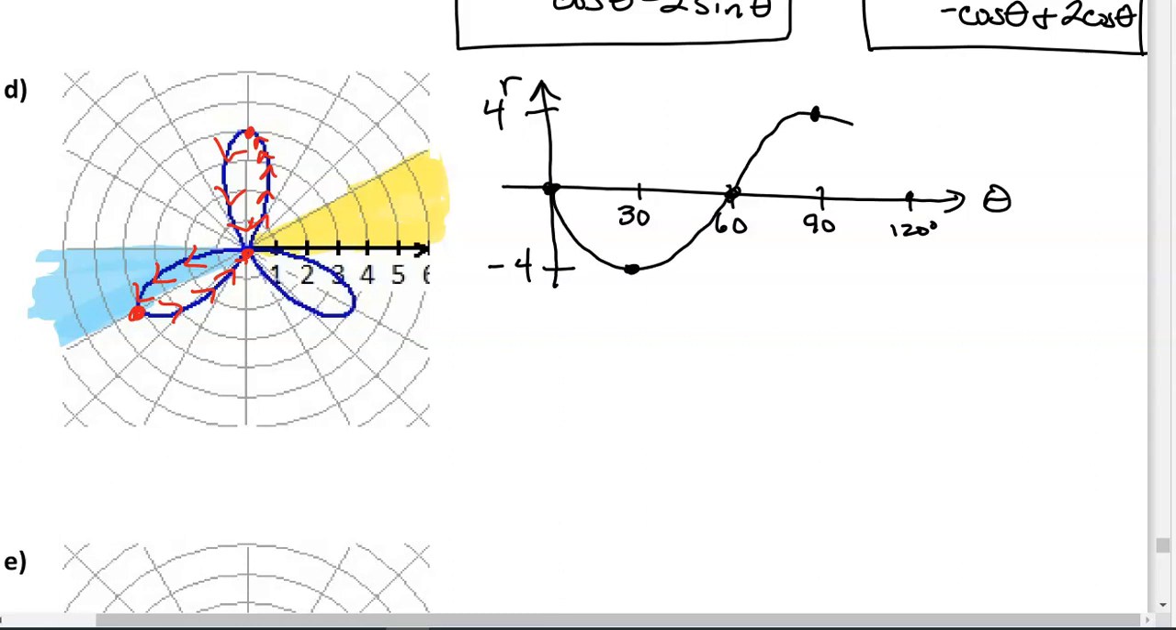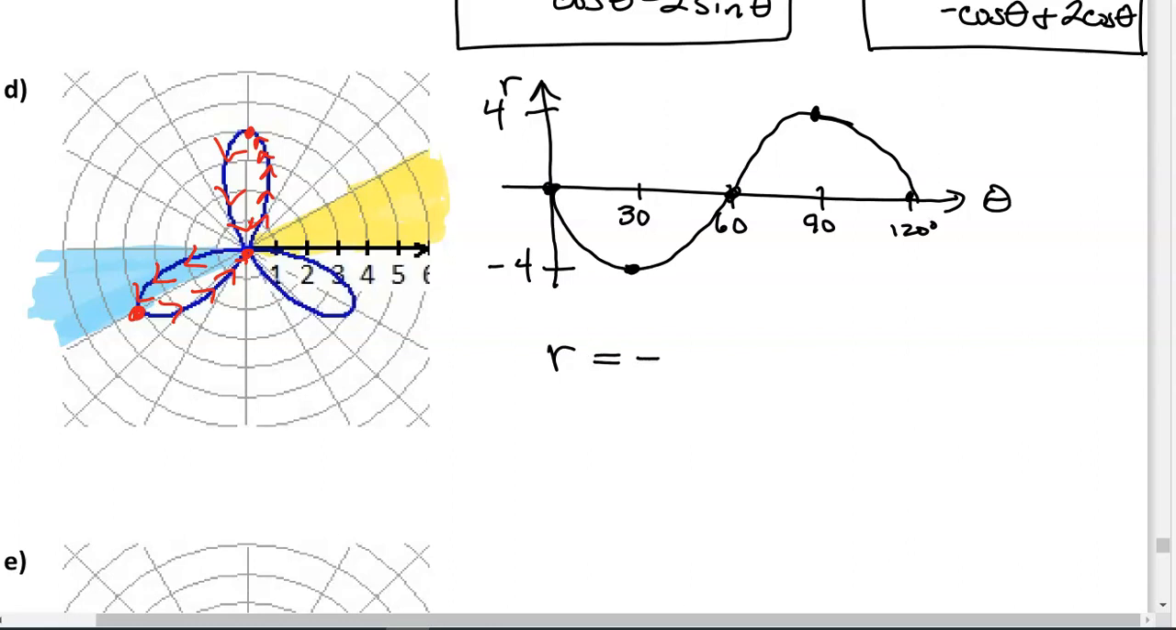Now we can connect the dots because we've got a full cycle. This clearly looks like a sine curve. It also looks like an inverted sine curve. So when we multiply for the amplitude, we'll make that multiplier a negative. There's no vertical shift on this one.